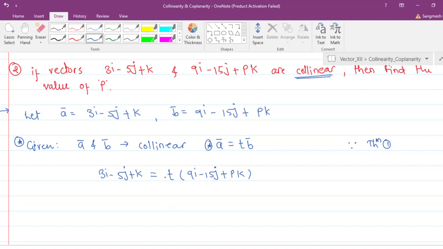So whenever you are equating two vectors, it means you are equating the coefficients of i, j, k. So let's open this bracket. This is equal to 9t i.